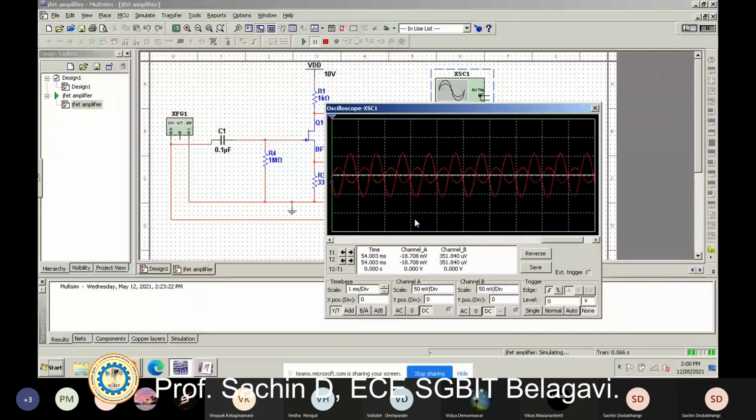For small signal, this is channel A, and for channel A I have taken 50 millivolt per division. For channel B also 50 millivolt per division. So here the input is given and the output is amplified. You can see the amplified signal here, which is 180 degrees out of phase. Output is 180 degrees out of phase with the input. Can you see it? You can zoom it and see the input versus output.